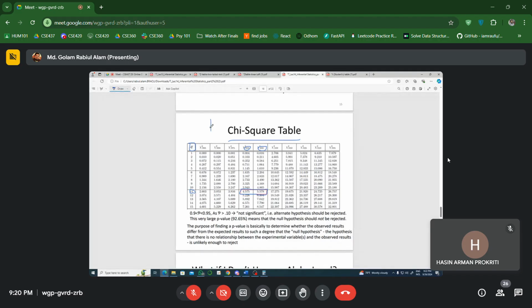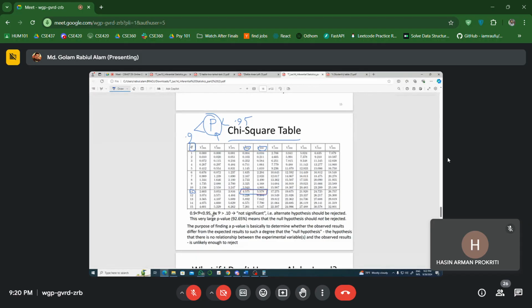That means we will get the p value within this range, like it will be greater than 0.9 and less than 0.95. So we will get the p value within this range. Okay, within this range.